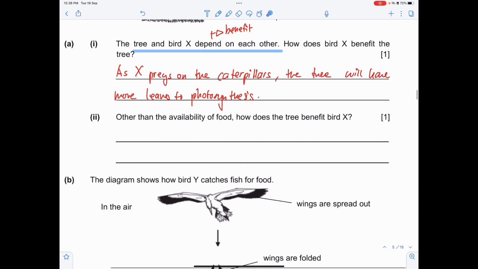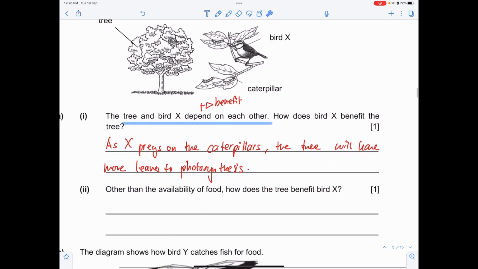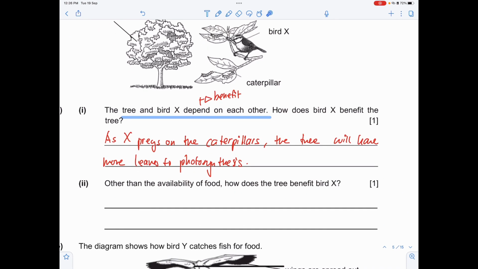Next, other than the availability of food, how does the tree benefit bird eggs? So don't forget, usually what do birds do on trees? This is a bit of general knowledge. So remember I told you when it comes to survivability, there are three things you look at. Increase in food, which is what the tree has already been doing. It provides it with caterpillars indirectly. The second thing would be what? Defense. Correct? So it either provides the bird with a shelter, or it provides the bird with a place to build its nest.